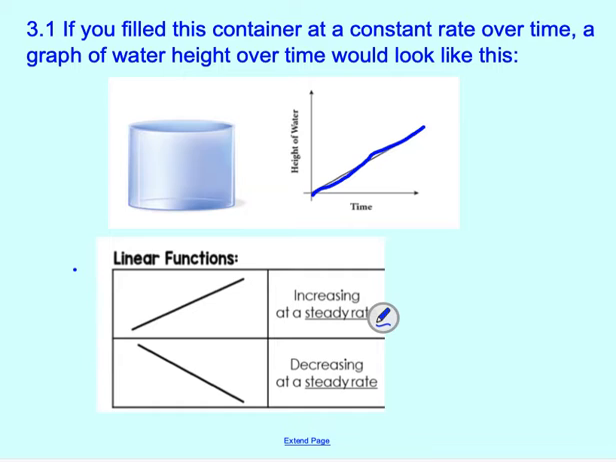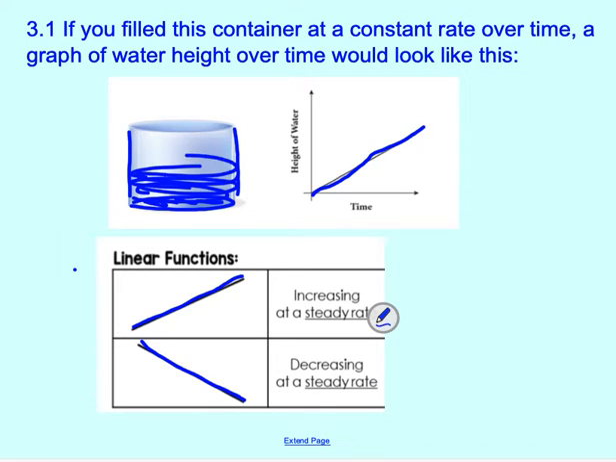So this would represent a linear function, where if something's increasing at a steady rate or decreasing at a steady rate, the graph would look like a line. So something like this, water pouring in, the sides go straight up. So you can just imagine the water being filled at this constant, steady rate until it gets to the top.